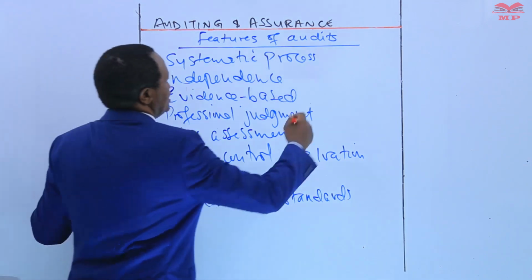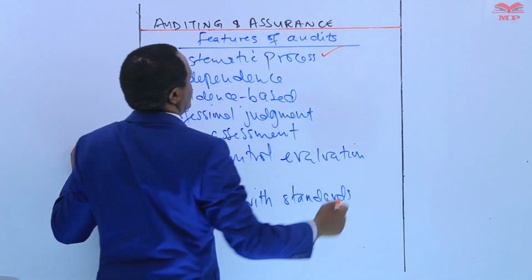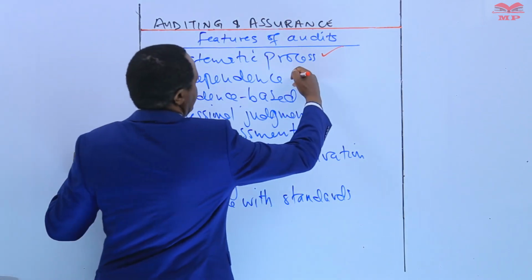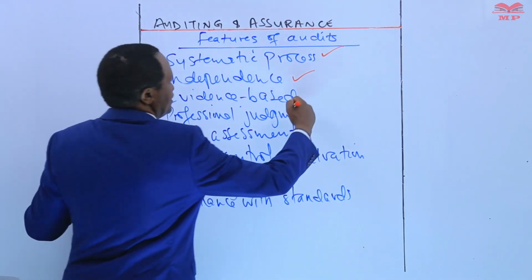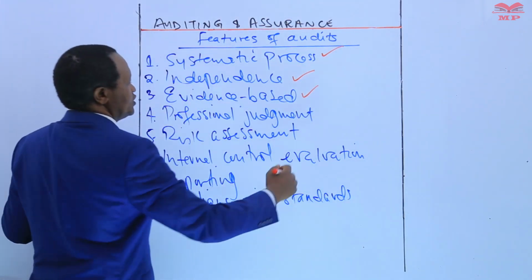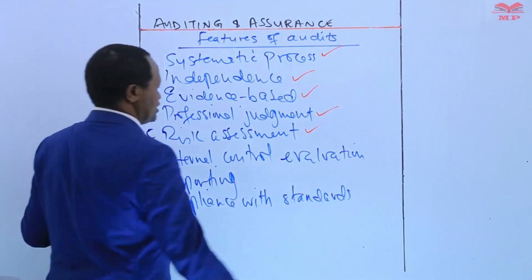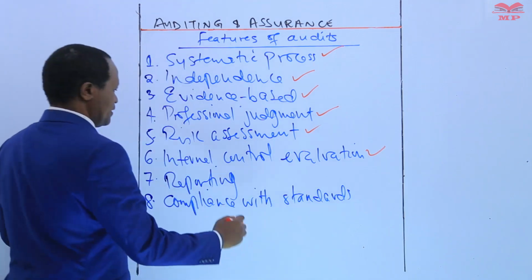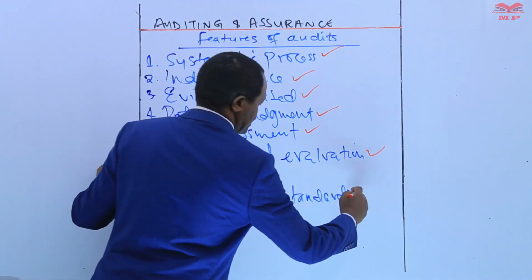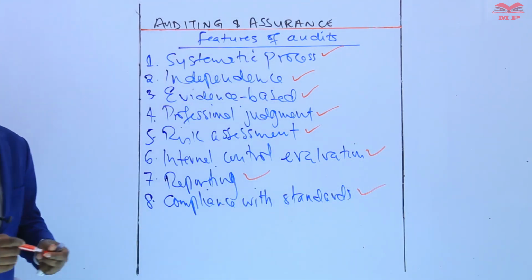One, an audit is a systematic process. Number two, independence. Number three, evidence-based. Number four, professional judgment. Number five, risk assessment. Six, internal control evaluation, reporting, and compliance with standards.